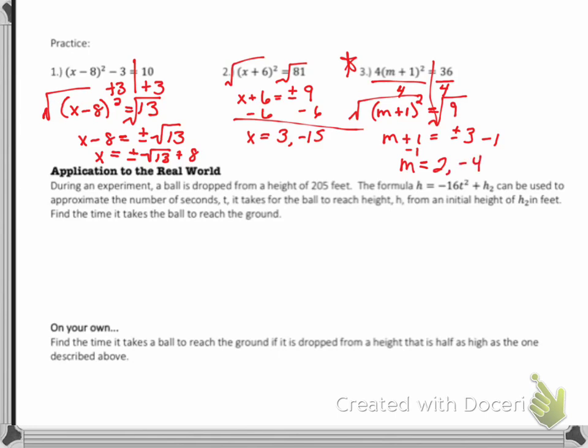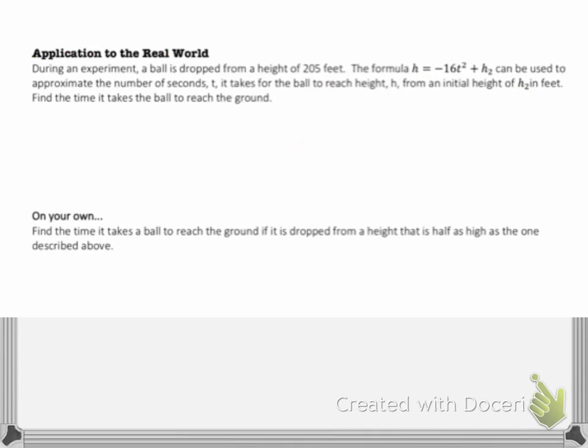And then finally, application problems. Same concept, we're just looking at it as a word problem. So we talked about examples like this, but we graphed them. So during an experiment, a ball is dropped from a height of 205 feet. They give you the following formula that can be used to approximate the number of seconds t it takes the ball to reach the height of h from an initial height of h2 in feet. So find the time it takes the ball to reach the ground.